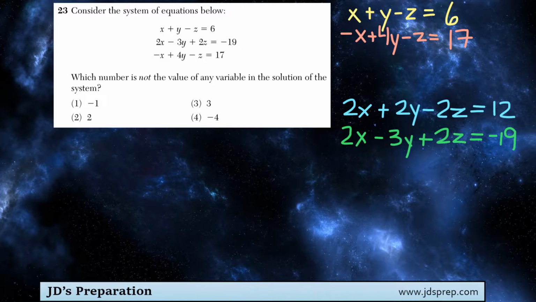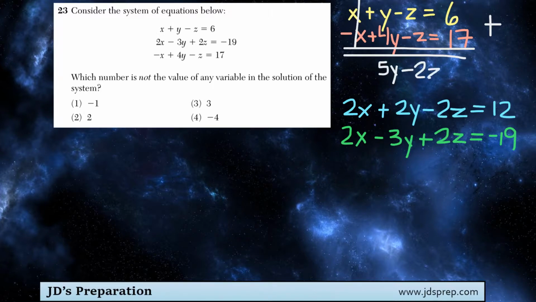So on the top right corner here, what I've done is I've rewritten the first and last equations, and I'm going to add them together. By doing that, I'm going to be eliminating our x variables, and then we'll be left with 5y minus 2z equals 23. And you can see the benefit of doing what we just did is we've now turned it into an equation with just 2 variables.